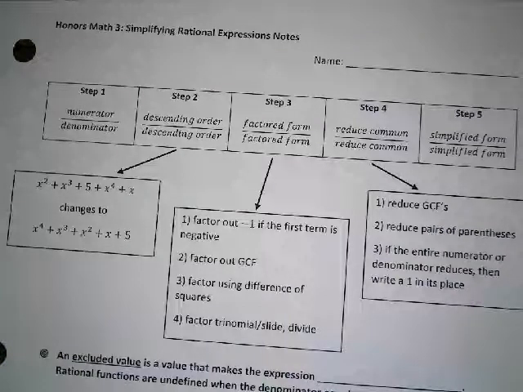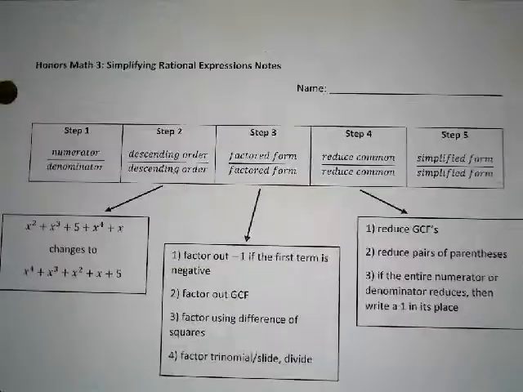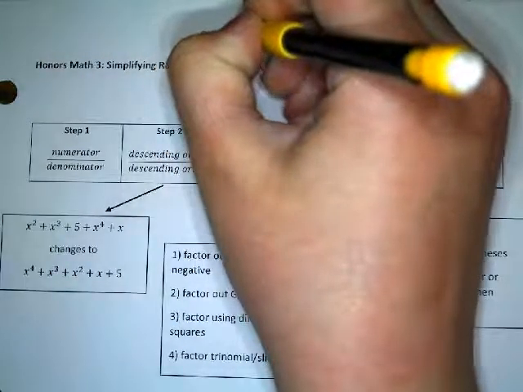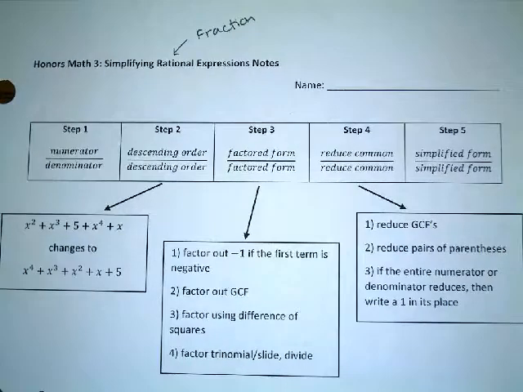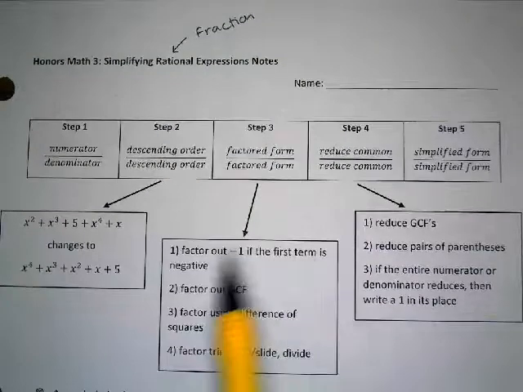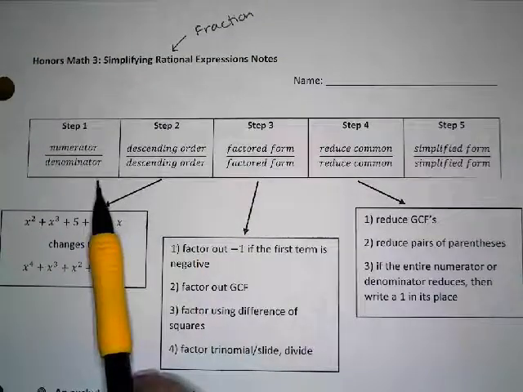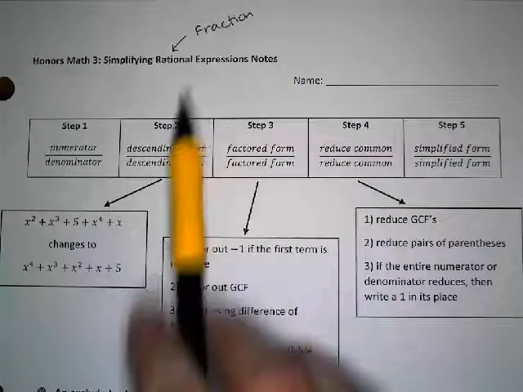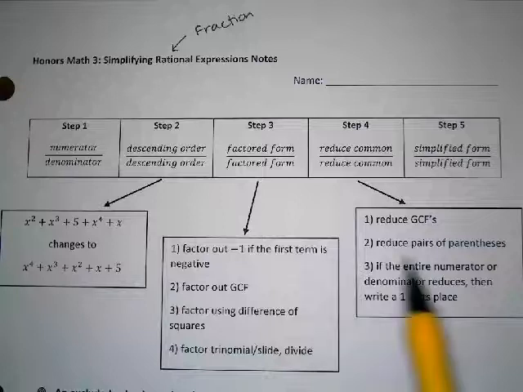So we are starting our unit on rational functions. Rational just means fraction. So we are dealing with fractions. Rational functions are fractions. And these are the steps that we're going to take whenever we go through problems where we are simplifying rational expressions. Okay, so we're going to start off with the problems, and then I'll walk you through these different steps.